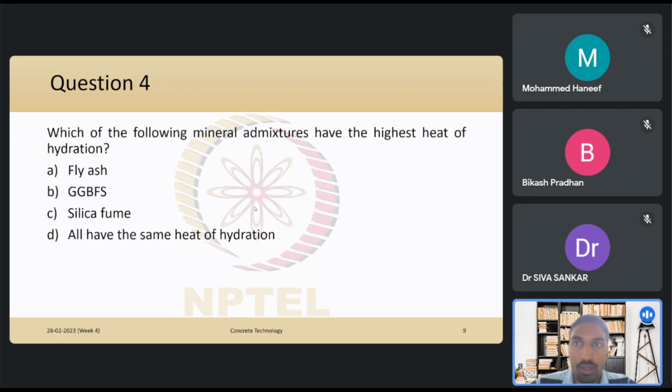Okay, so moving on to question 4. Which of the following mineral admixtures have the highest heat of hydration? So the options are fly ash, GGBFS, silica fume, and option D is all of them have the same heat of hydration.